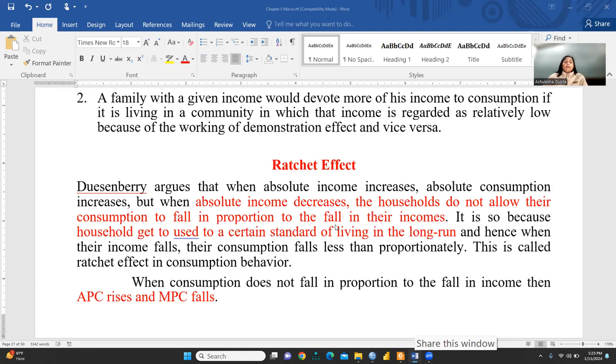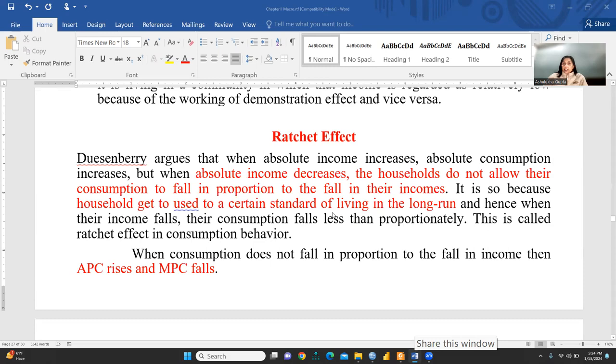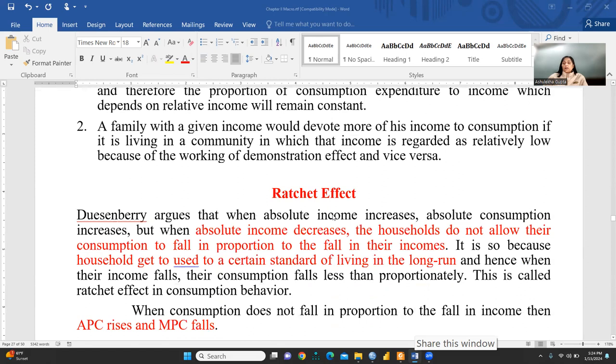When consumption does not fall in proportion to the fall in income, then APC rises and MPC falls. APC rises and MPC falls. So these are the two effects I was talking about. One is demonstration effect, another one is ratchet effect. So I hope this video would be helpful to you.